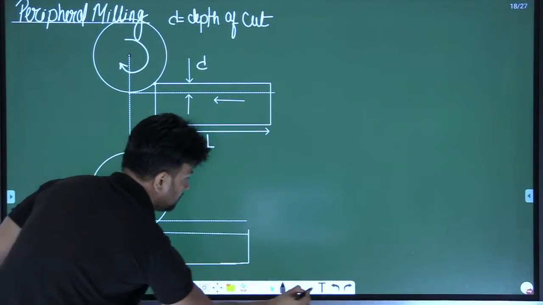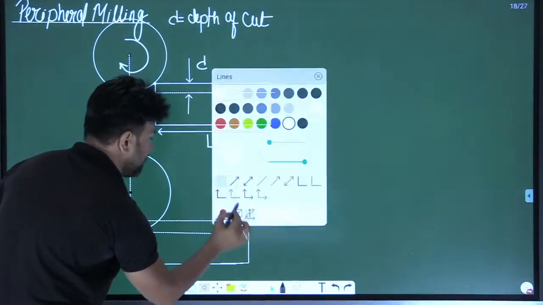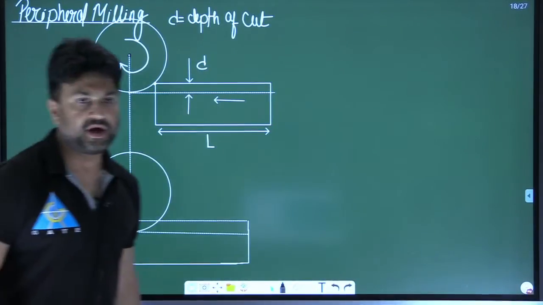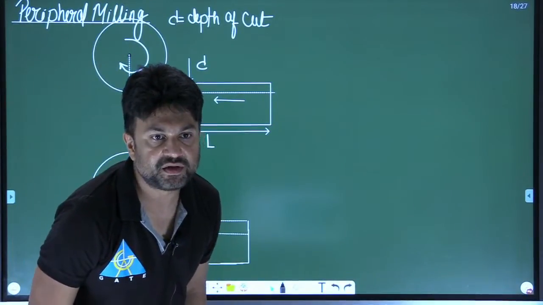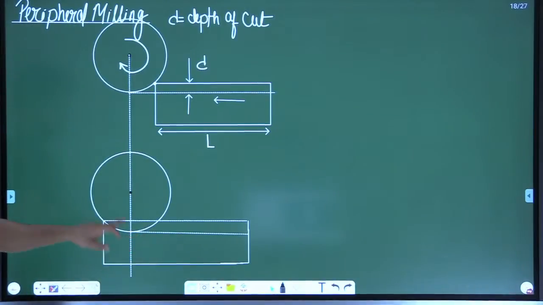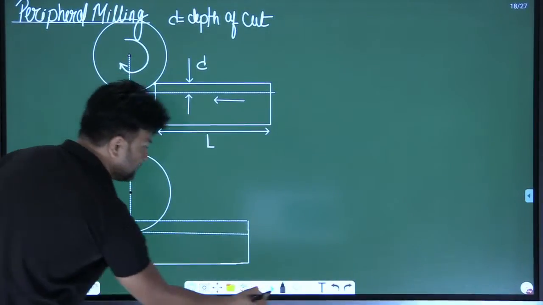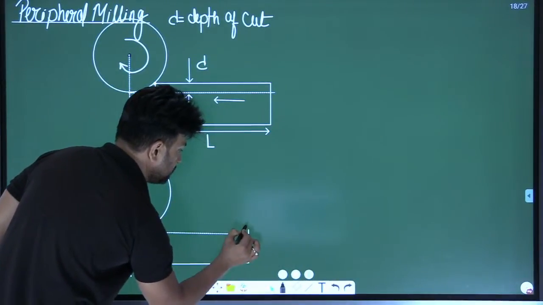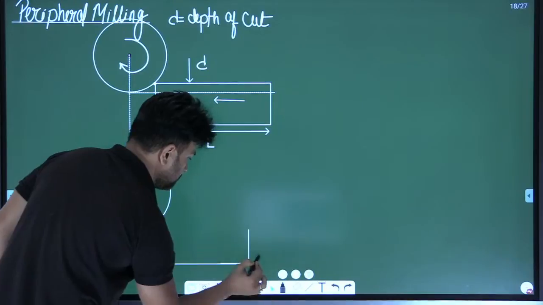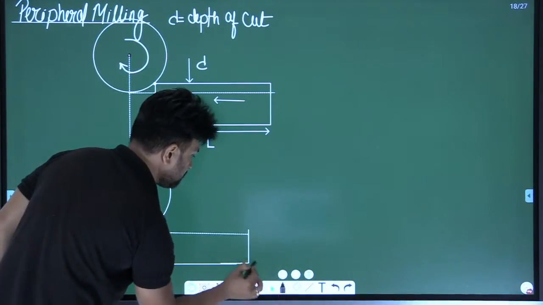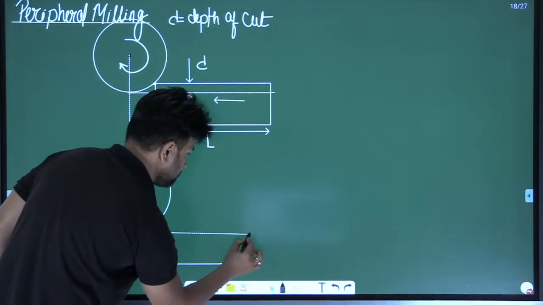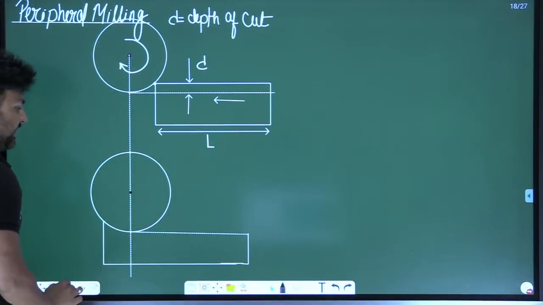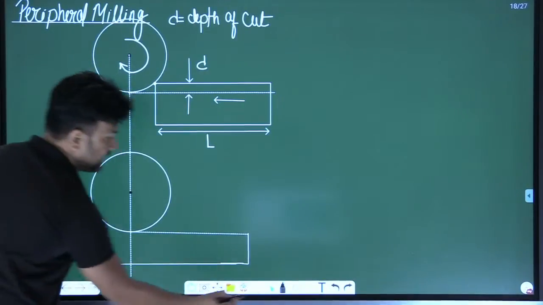Look. Because I am drawing a proper figure, it will take time. Now, is the broken line visible? If it is not visible, then I am going to just remove it. Yes. Look, this is the scenario.